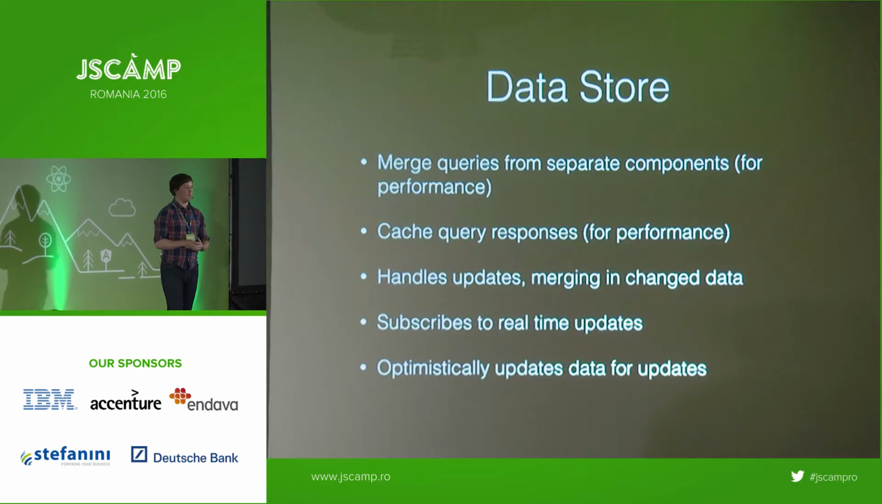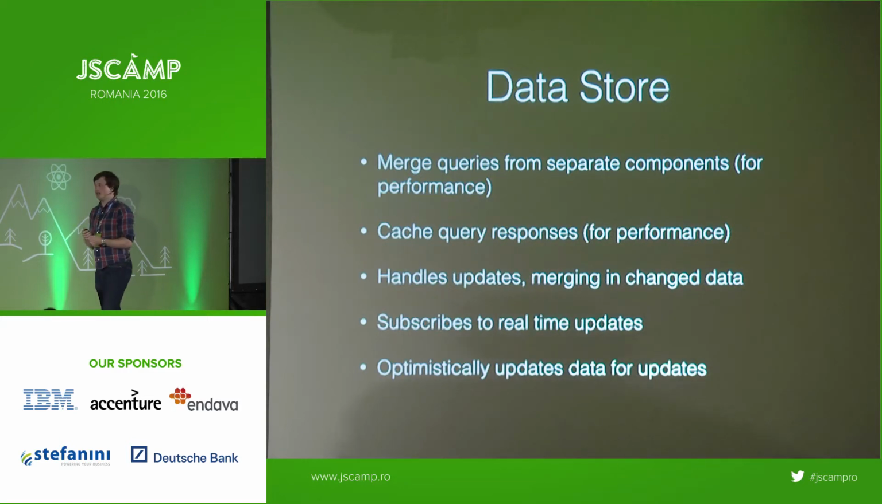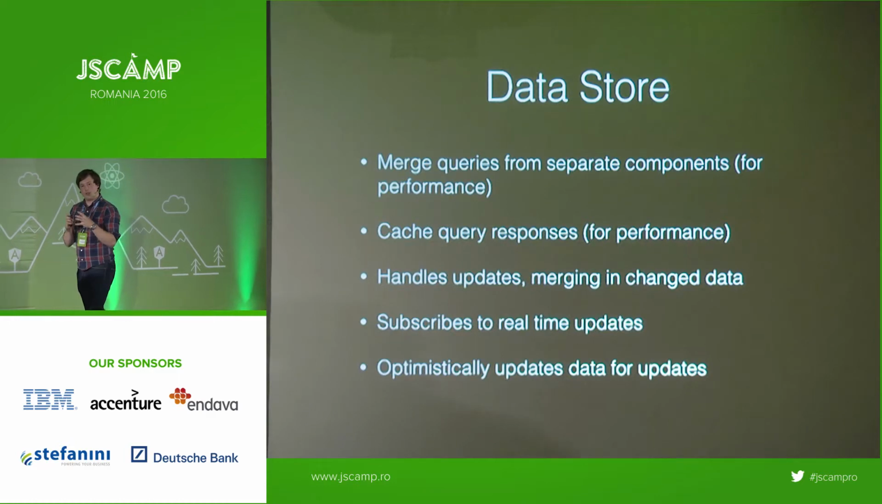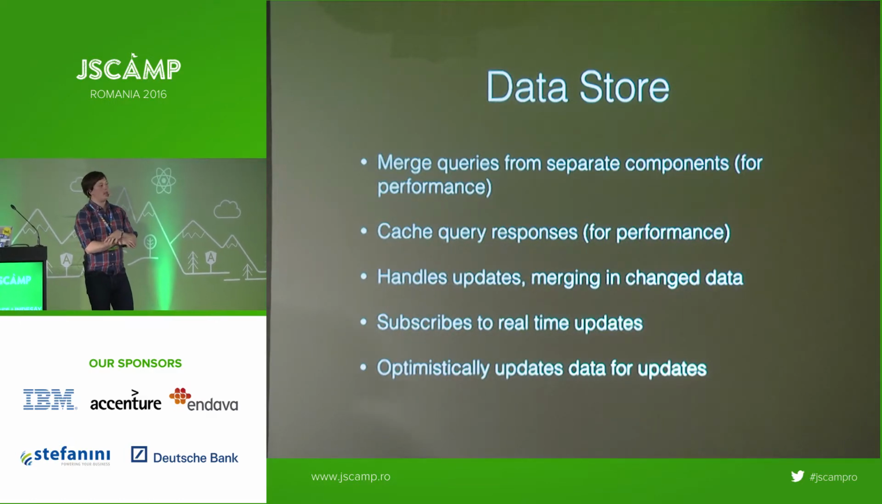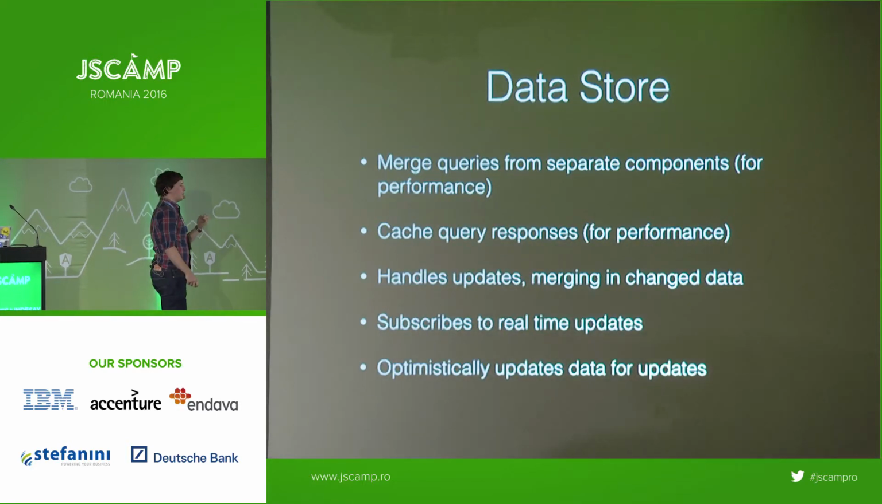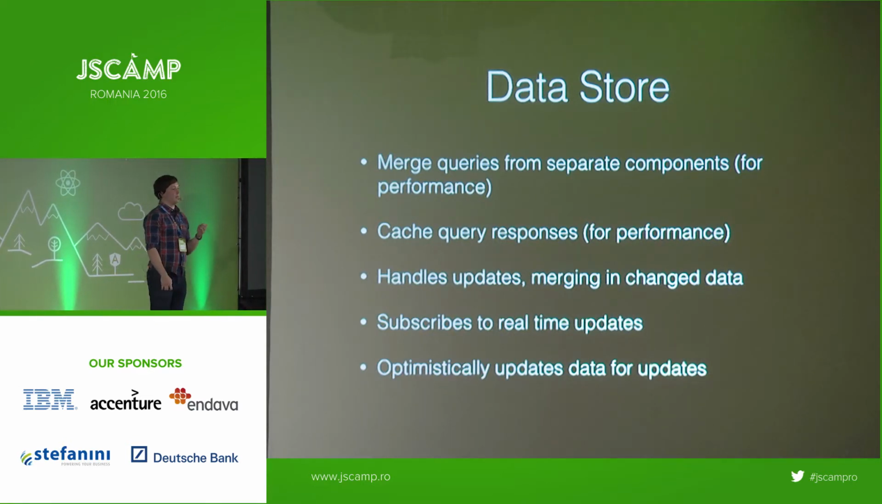Again, this is good for performance. It means that if we're rendering the same thing in 2 different parts of our application, we're not going to fetch that same data twice. It can handle updates and merging of changed data. So the great thing about this is that we can keep our application consistent. Even if we're displaying the same data in multiple places in our application, it only exists once in that local cache, in that data store. So we only need to update it in the one place.